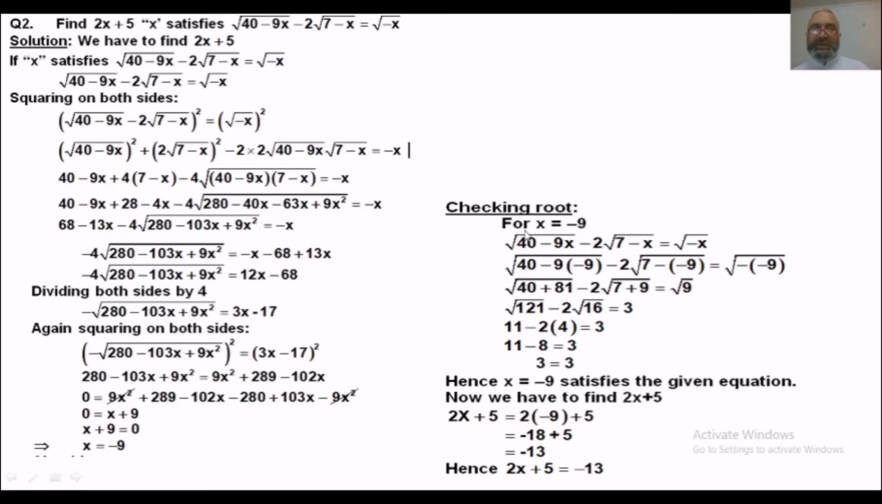If it is the solution set, then put the value in 2x plus 5, that will be the value of 2x plus 5. So put x is equal to minus 9 in the given term 2x plus 5. So 2x plus 5 is equal to 2 into minus 9 plus 5, is equal to minus 18 plus 5, which becomes minus 13. Thus the value of 2x plus 5 is equal to minus 13, which was the given question. Find the value of 2x plus 5.